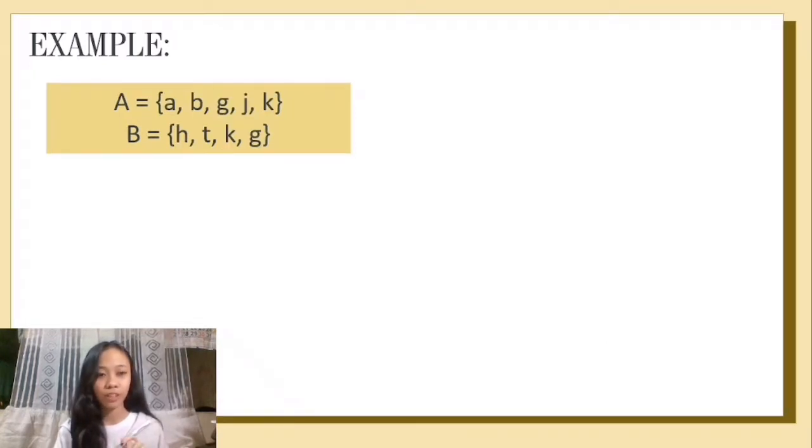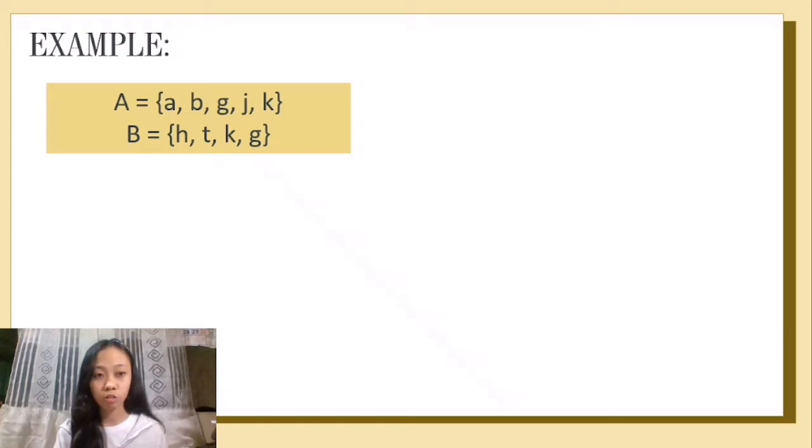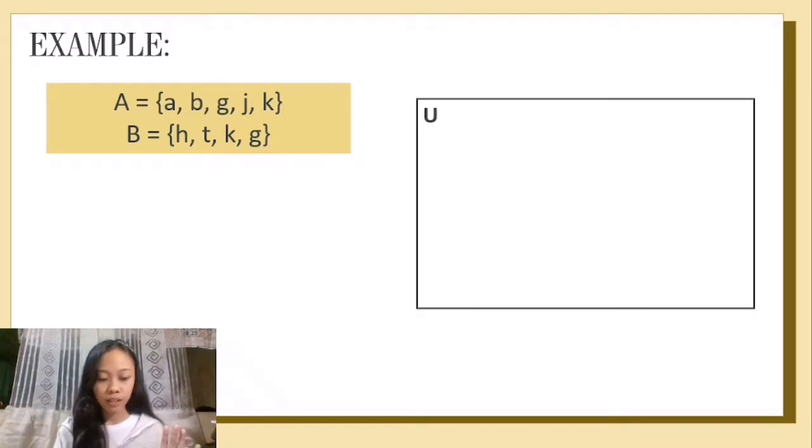Another example. Example natin to. So we have 2 sets. So set A, we have A, B, G, J, and K. While in set B, we have H, T, K, and G. So ano ang first step? Of course, let's draw a rectangle for universal set.